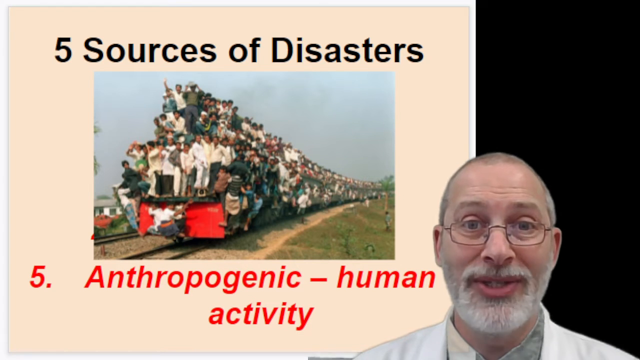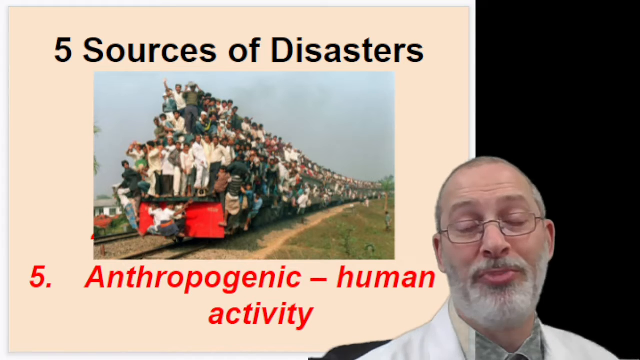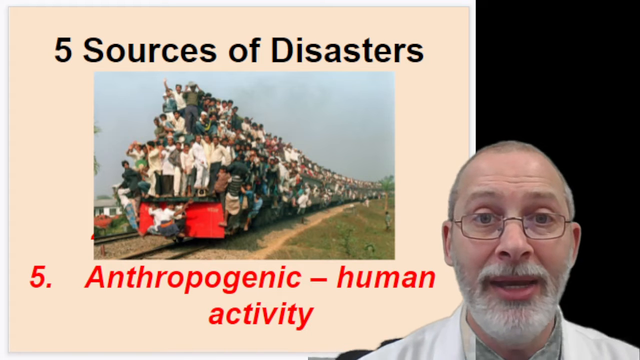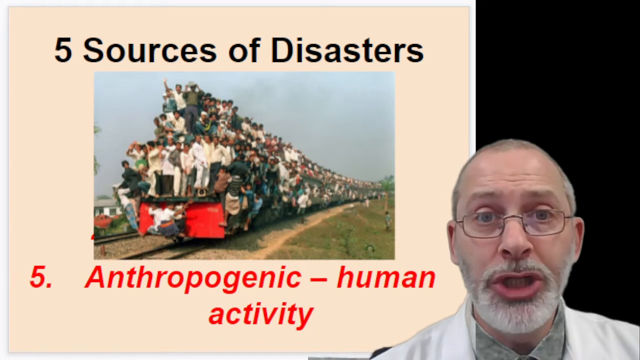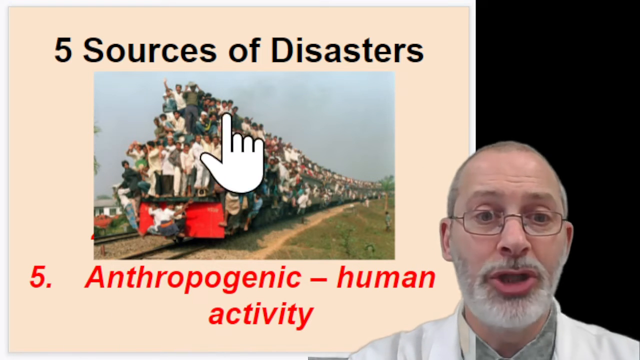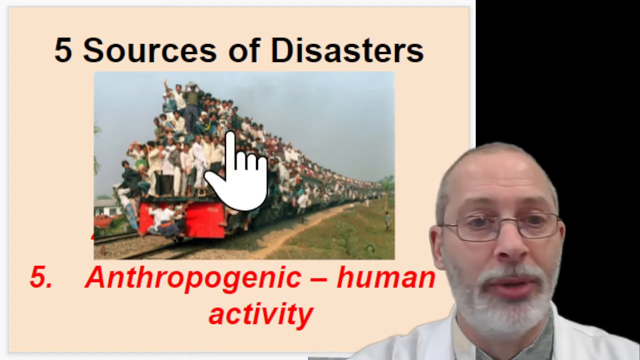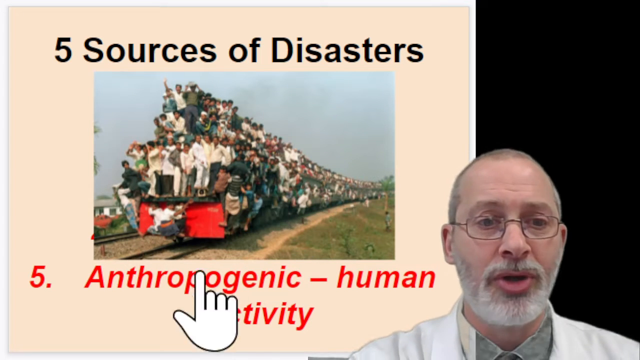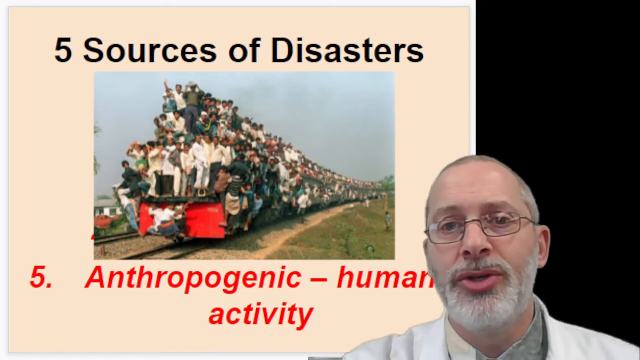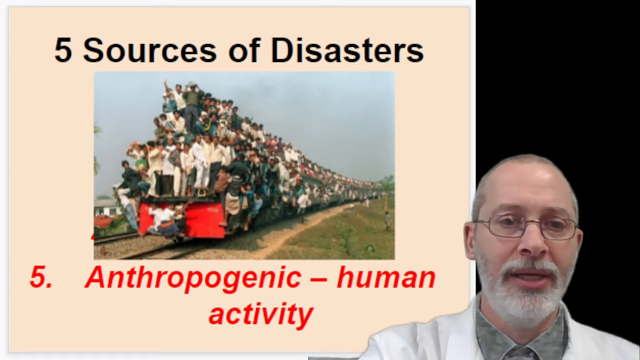There are disasters that happen all around the planet that are caused by human beings. In fact, right now, while this video is being made, there's a war raging in Ukraine, and there are people literally trying to evacuate that country by any means possible, including trains and buses and cars, etc. So the 5th source of disasters are the anthropogenic, or the human activity based.